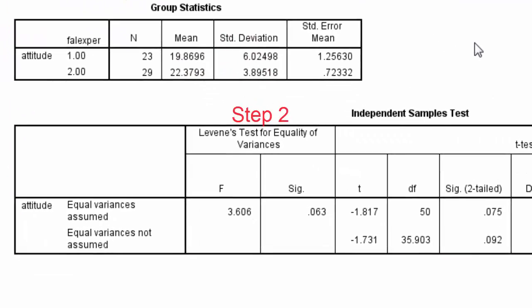We look for equality of variances, one of the assumptions. Levene's test assumes that there are equal variances. The only way you would see that there were not equal variances is if the value under sig, which is equivalent to p, was less than 0.05, which it is not, it's 0.06.